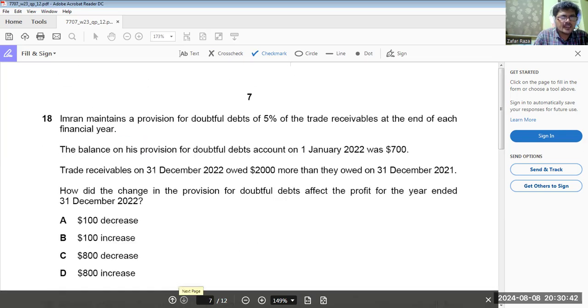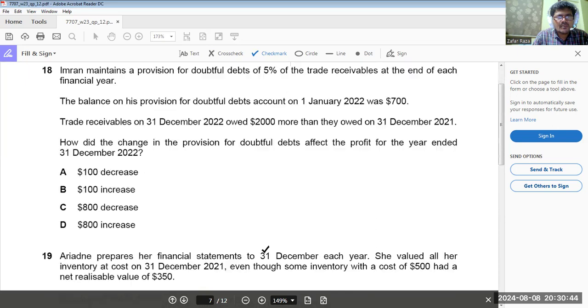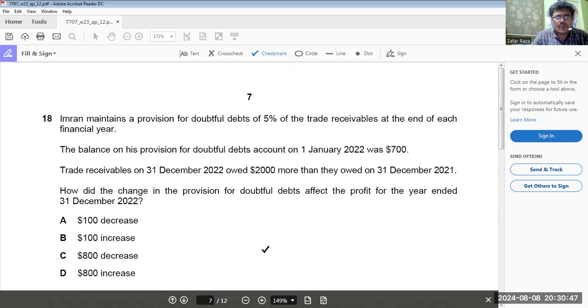Okay. Now 18. Imran maintains a provision for doubtful debts of 5% of trade receivable at the end of each financial year. The balance on his provision for doubtful account on 1st January 2022 was $700. Okay. Trade receivable on 31st December 2022 owed 2,000 more than they owed on 31st December 2021. How did the change in the provision for doubtful debts affect the profit for the year ended 31st December 2022?